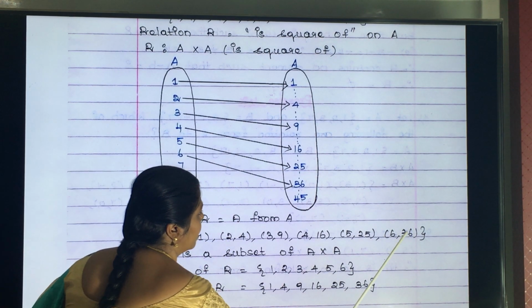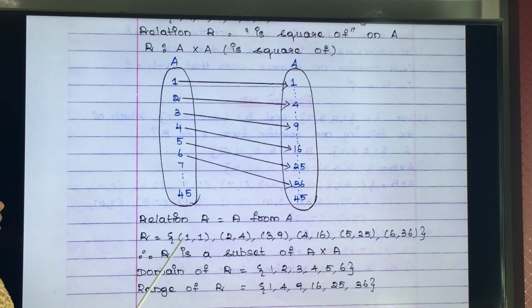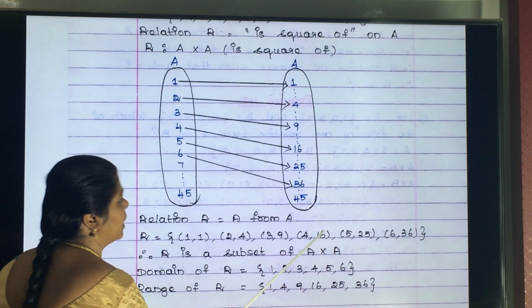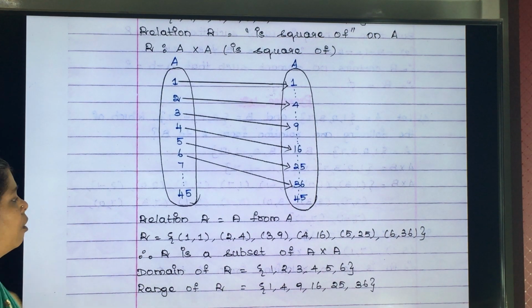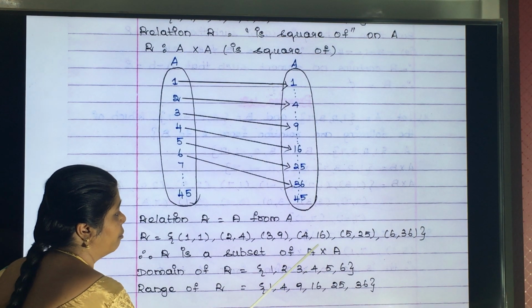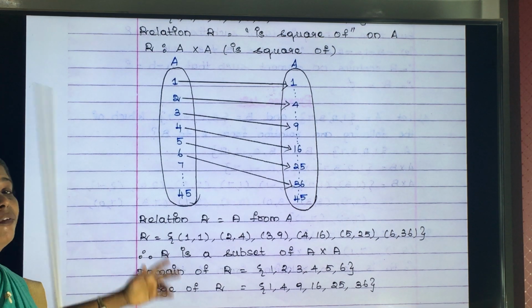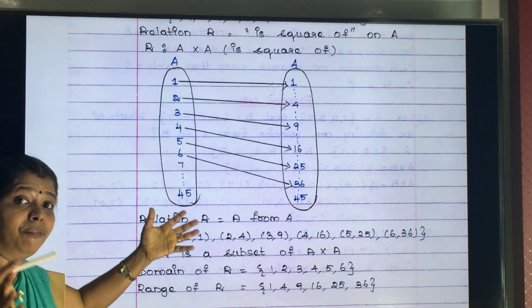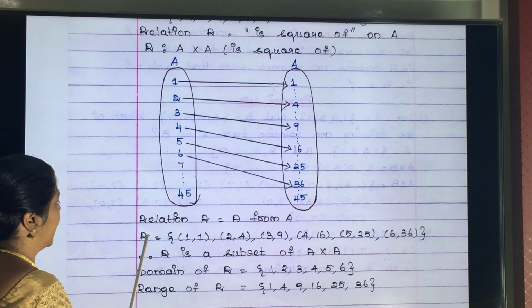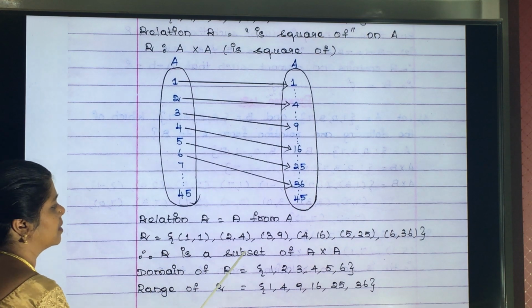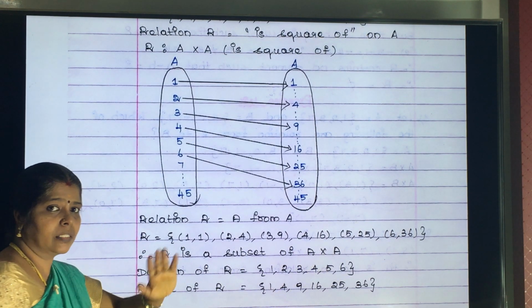This becomes the relation. Can you see? R is equal to all the pairs. Now 1, 1, 2, 4 and so on, this collection is definitely a subset of A cross A, because when you find the Cartesian product of A and A, the number of elements that you get will be definitely a larger collection than this relation. So definitely we say R is a subset of A cross A. So first question is over.